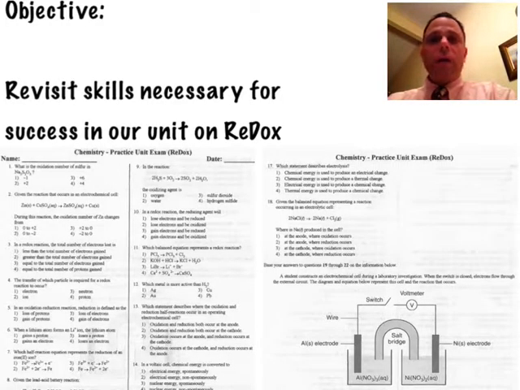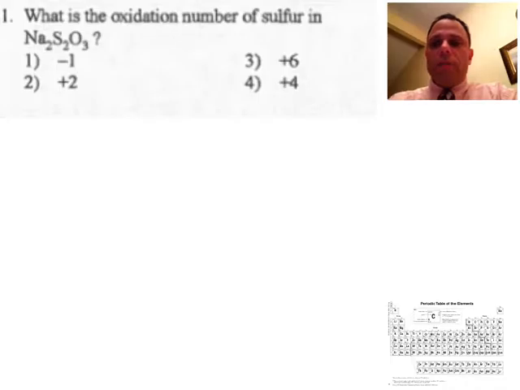Hey everyone, Dr. Block here, looking to revisit skills necessary for success in our unit on RedOx. So we're going to go over the practice unit exam. Here we go. Alright, so let's begin.